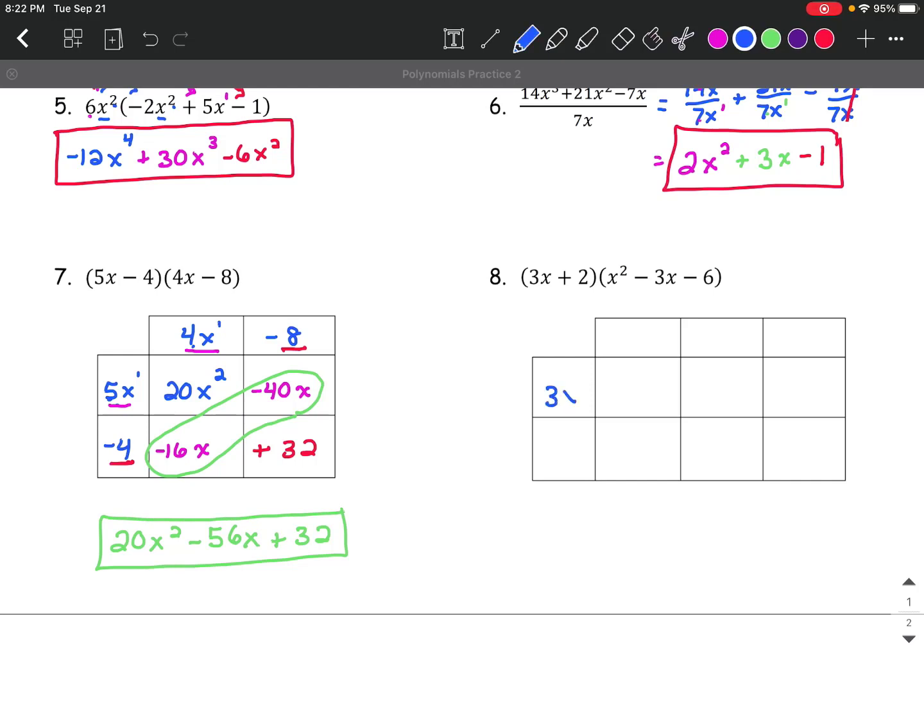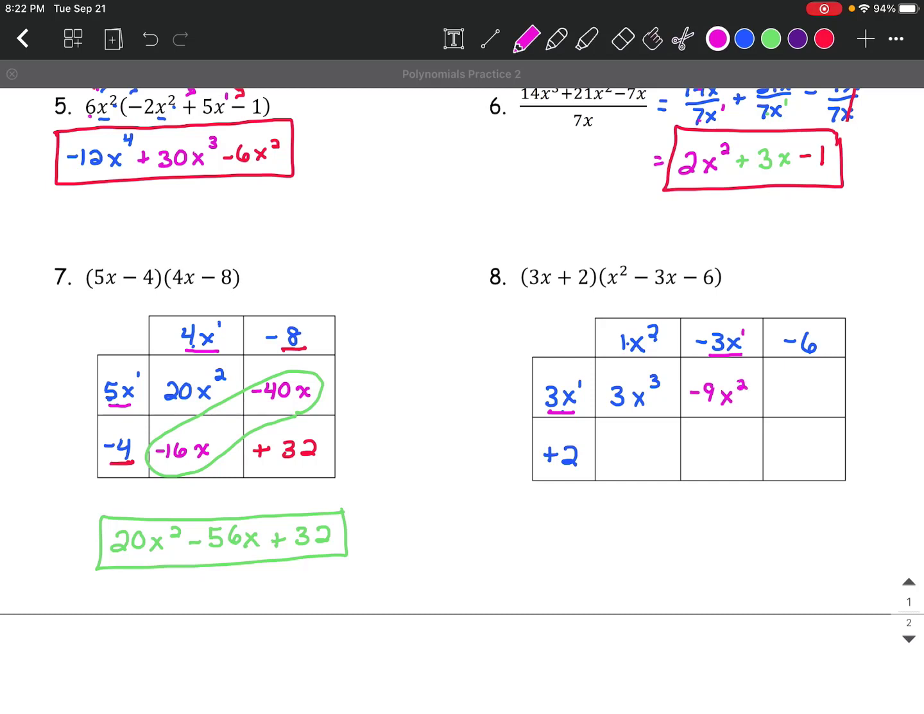We have 3x plus 2, and then we have x squared minus 3x minus 6. So 3x times x squared. There's an invisible 1 there. 3 times 1 is 3. Now with the x's, the exponent is 1 and that exponent is 2. 1 plus 2 is 3. Now we're going to do 3x times negative 3x. 3 times negative 3 is negative 9. The exponents on both of those are 1. 1 plus 1 is 2.